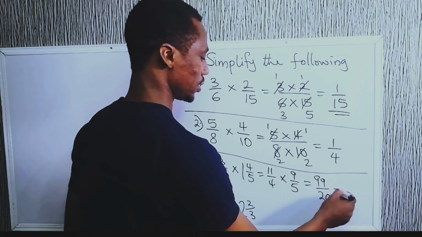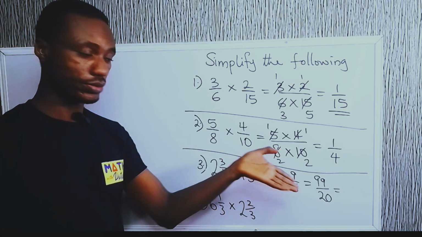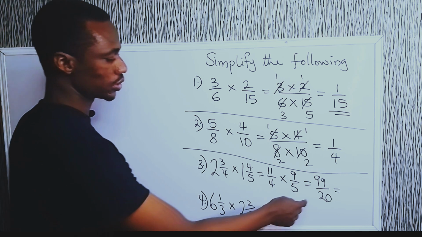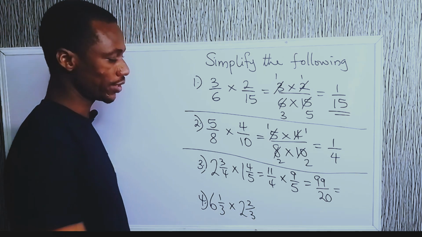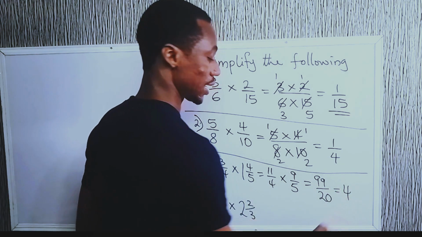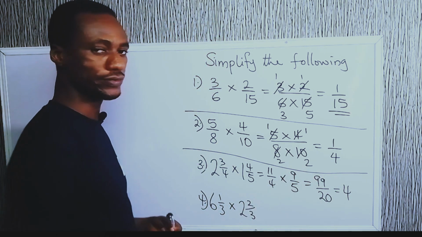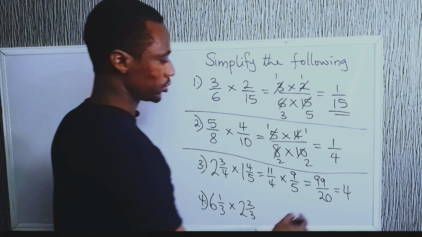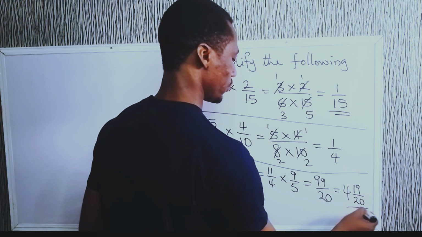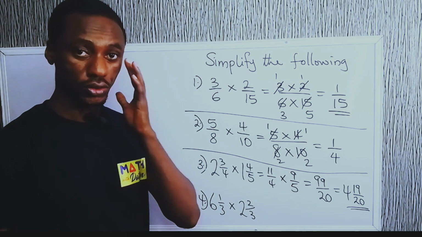Since the components are in mixed numbers, it's important we also take the answer to a mixed number. So to do that, we check how many 20s are there in 99. There are 4 20s. That's 80, right? Then when you take away 80 from 99, you should have 19 left. So the answer will be 4 whole number 19 over 20, or 99 over 20.